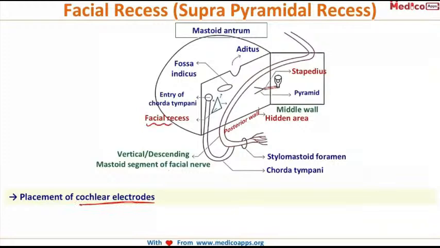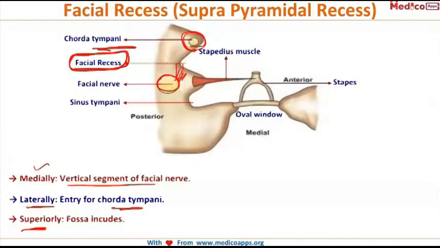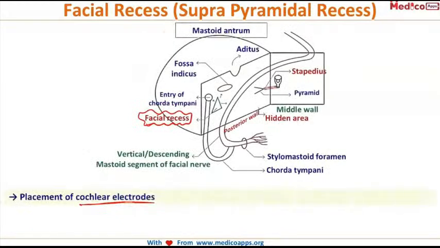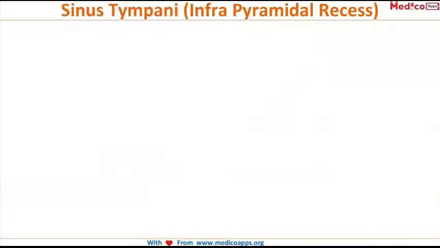electrodes. So this is your facial recess located over here. Here you can see this part is the facial recess. Medially, facial nerve is present. Laterally, the chorda tympani nerve is present, and superiorly, the fossa incudis is present. So facial recess is also known as the suprapyramidal recess, and it is an important part for the placement of electrode.